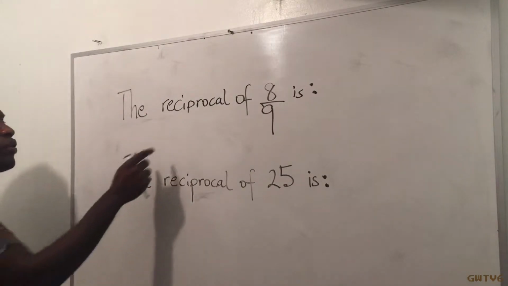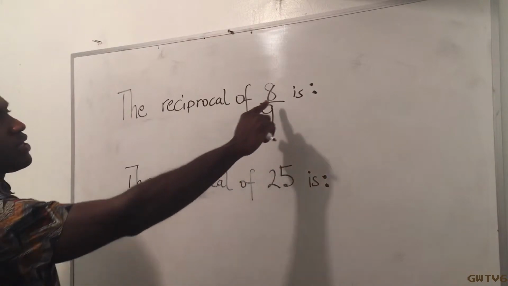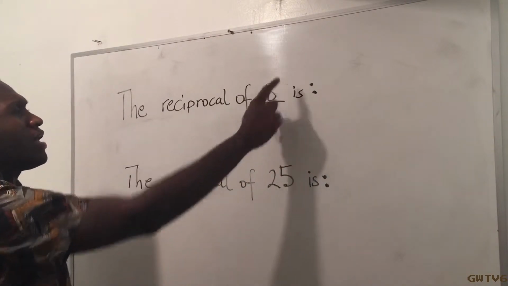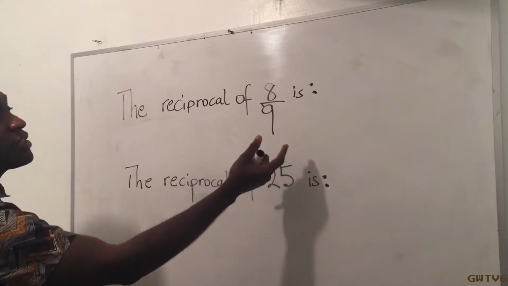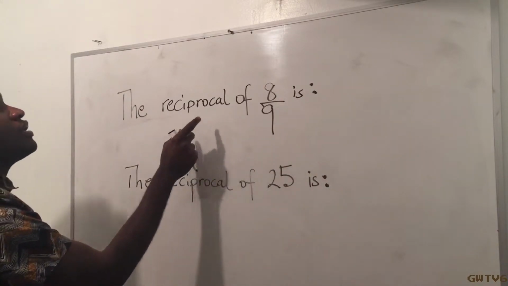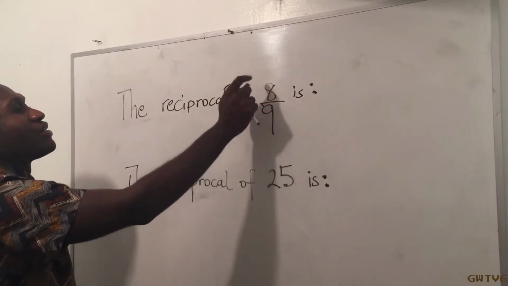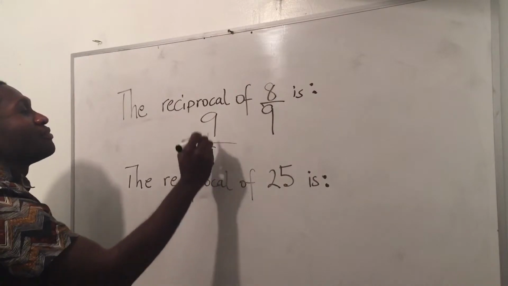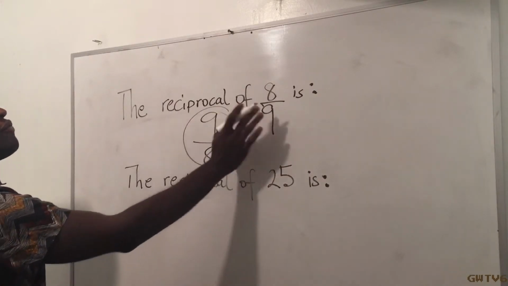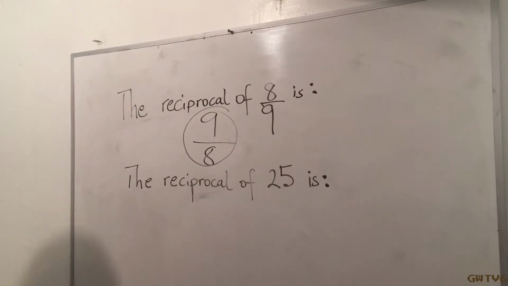Okay, I know for reciprocals, I have to just make sure that it's in a fraction form. And this one is in a fraction form. If it is, all I have to do is just flip that, right? So now the 9 is just going to go to the top, and the 8 will just come to the bottom. And that's it. So the reciprocal of that is 9 over 8. And that's it.